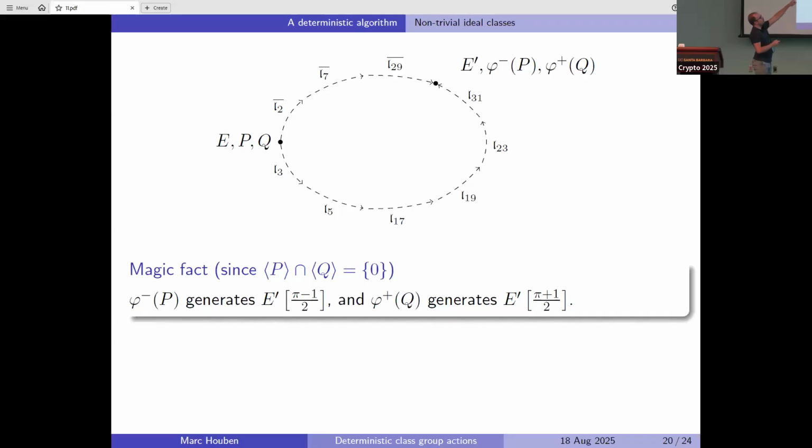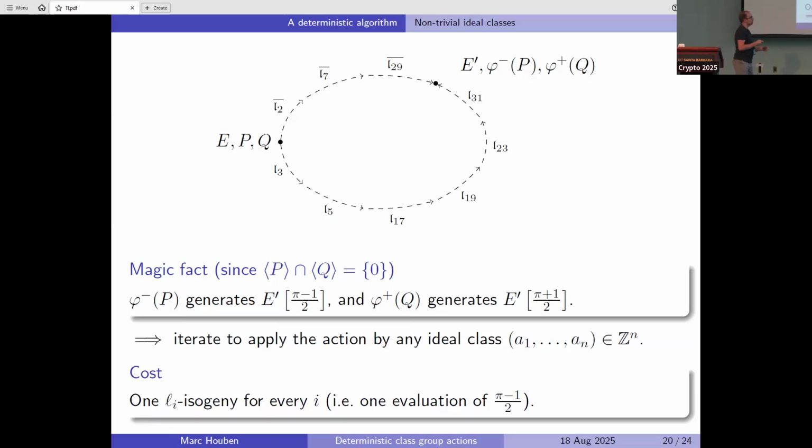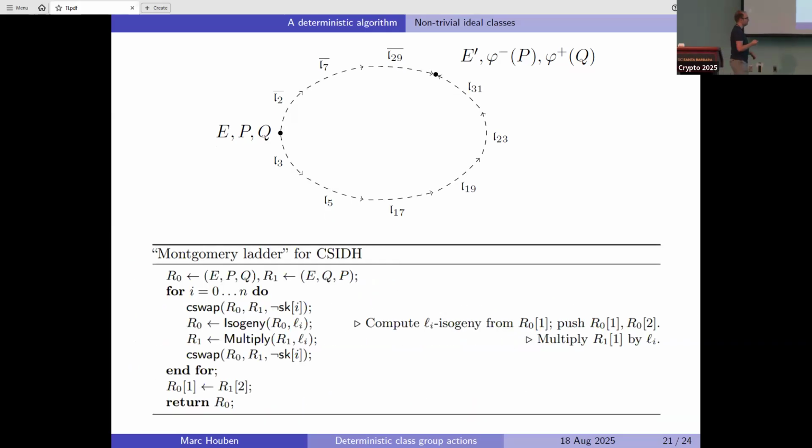So now I can add these points to the codomain, and I'm exactly in the same situation that I started with. So in particular, you can iterate this action to compute the action by any exponent vector. What does it cost? It's 1 Li isogeny for every i. So in particular, this is constant time.